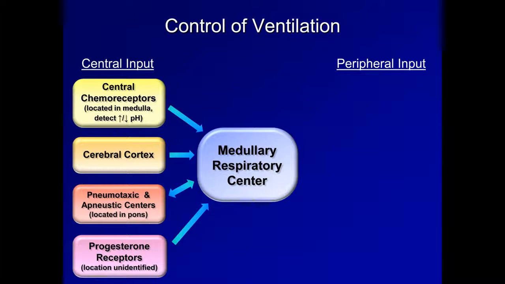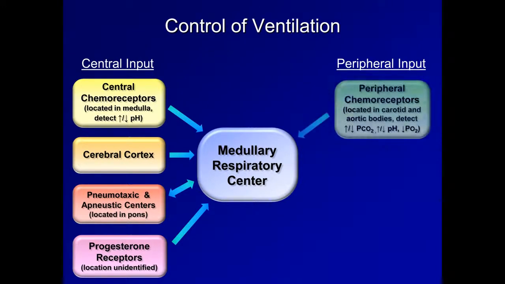In the periphery, the most important input comes from peripheral chemoreceptors in the carotid and aortic bodies. The carotid bodies are more active in adults, while the aortic bodies are more active in infancy and early childhood. These peripheral chemoreceptors detect changes in PCO2 and pH. They also detect changes in PO2, sending pro-ventilation signals once PO2 drops below 75 millimeters of mercury, which become particularly strong once PO2 drops below 50 millimeters of mercury.